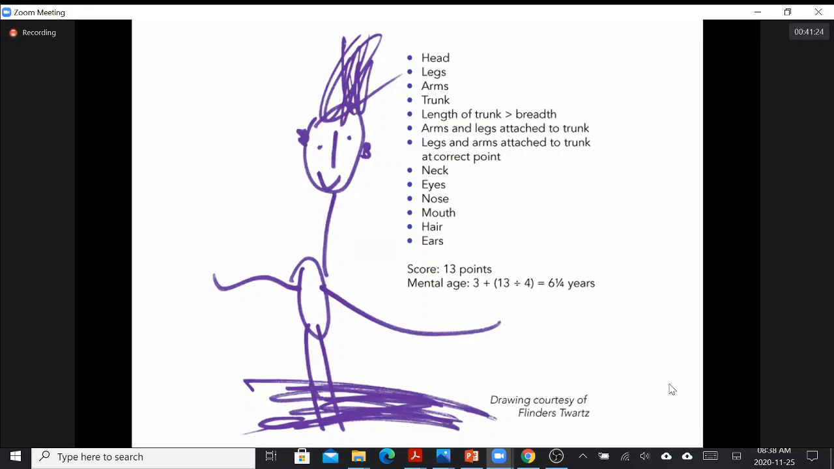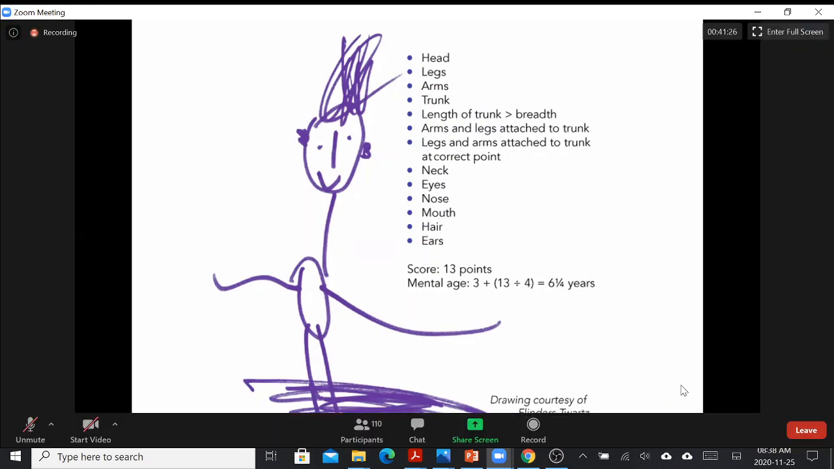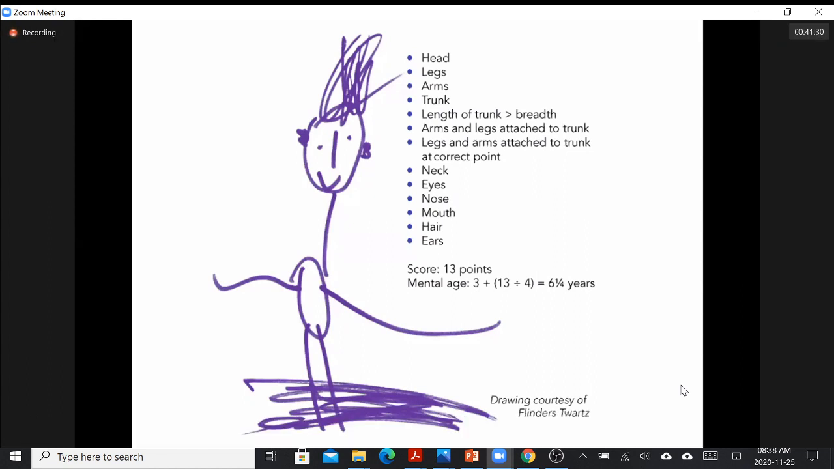When you can draw a circle, you are 3 years. So that is why it says mental age is equal to 3 plus. Then you give 1 mark for each feature. For example, in this picture, the hair has been drawn, so 1 mark for the hair. Then head, circle for the head, 1 mark. Then the eyes, 1 mark. Nose, 1 mark, mouth, 1 mark.